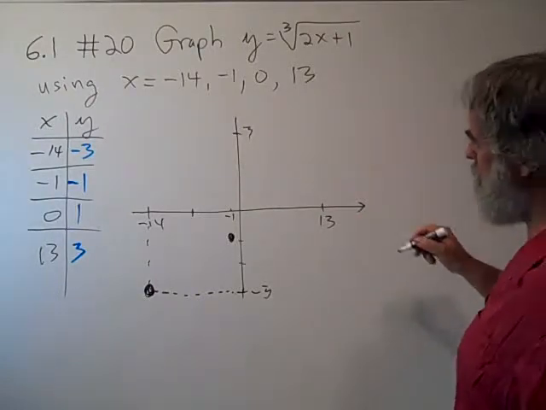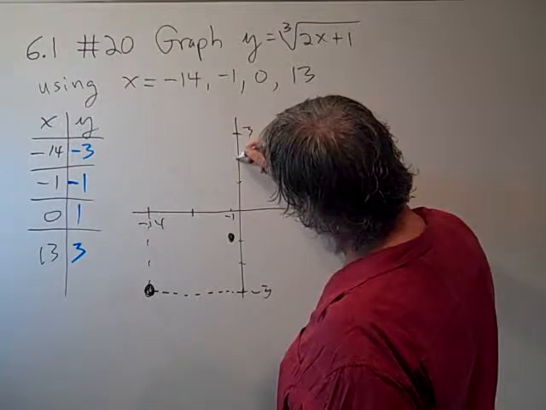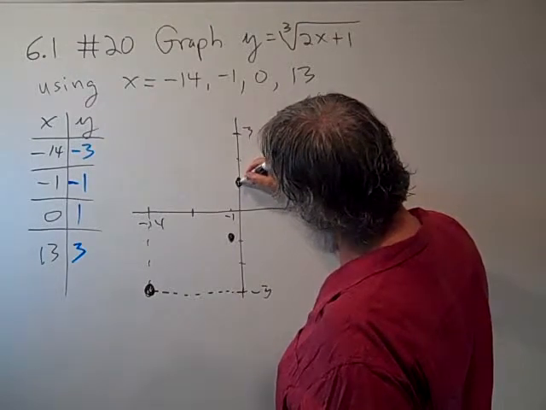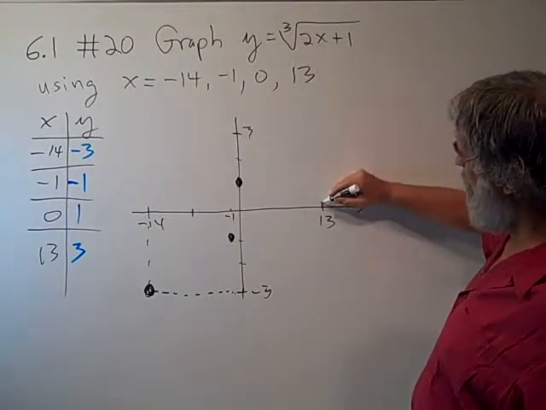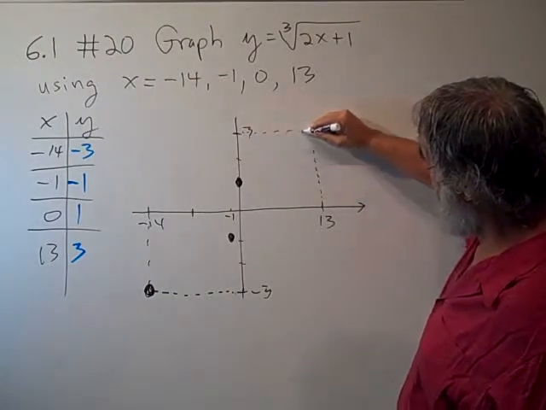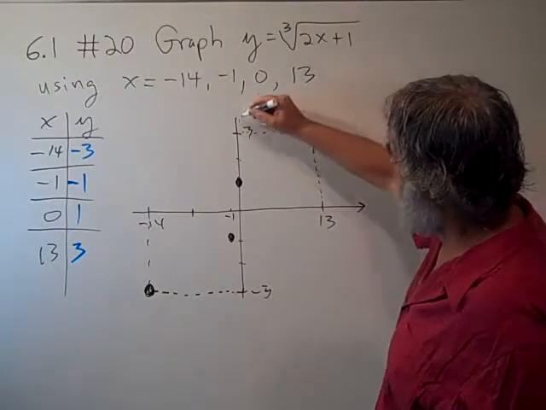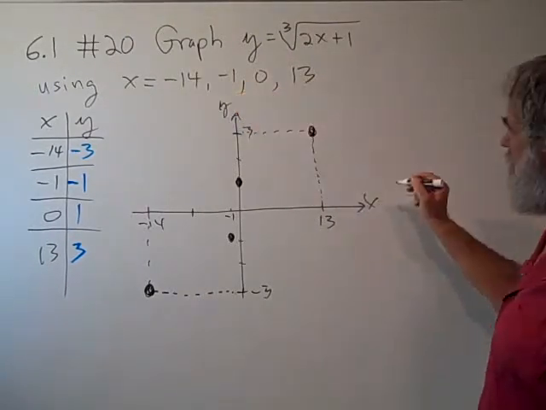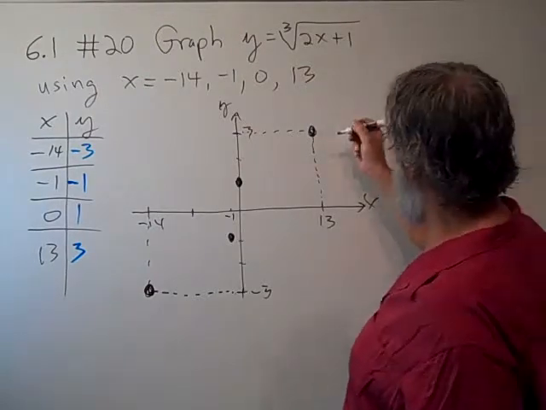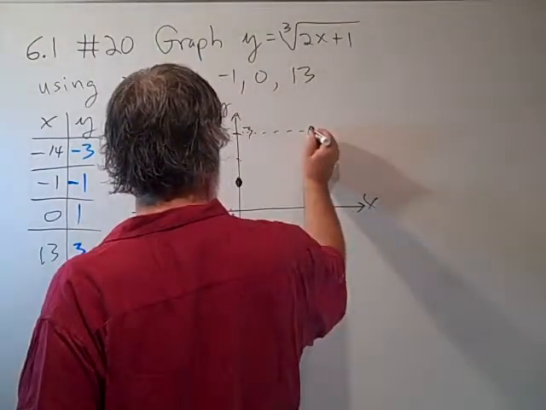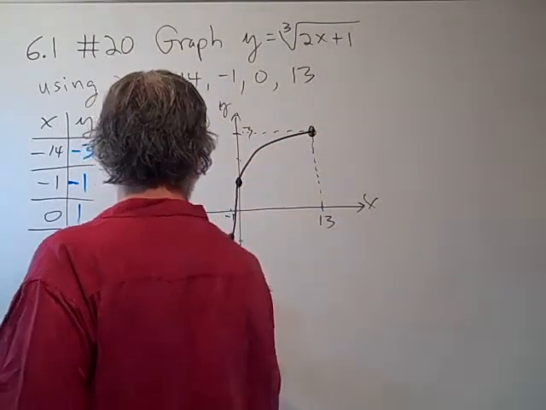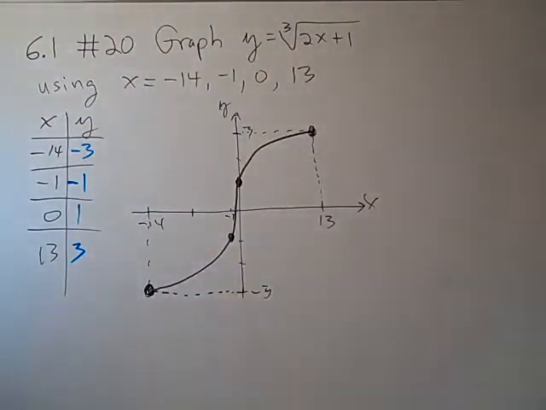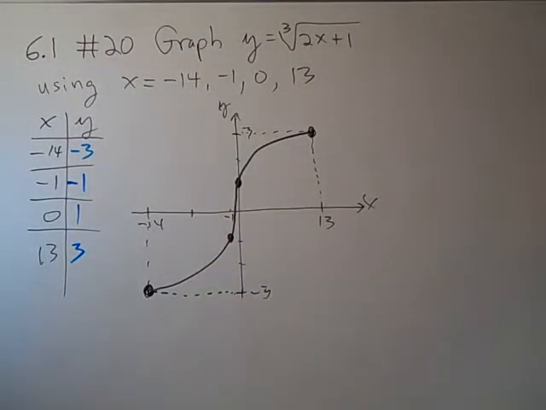At 0 we go up to positive 1, so we're up here at the y-intercept. And then at 13, we go up to a height of 3. Y-axis and x-axis. So this graph looks like it's doing this over this interval. So there we have the graph of this function over the interval from negative 14 up to positive 13.